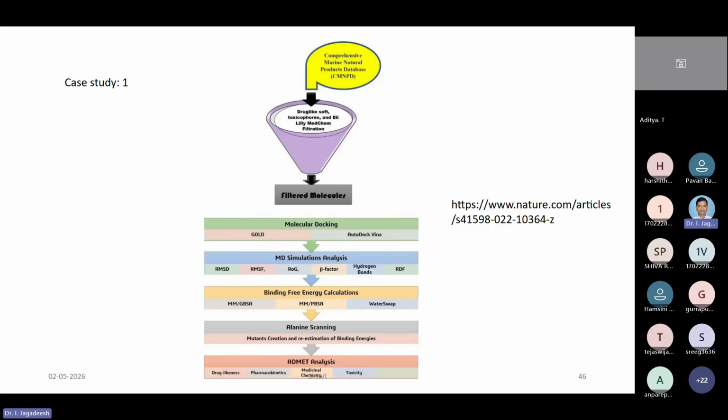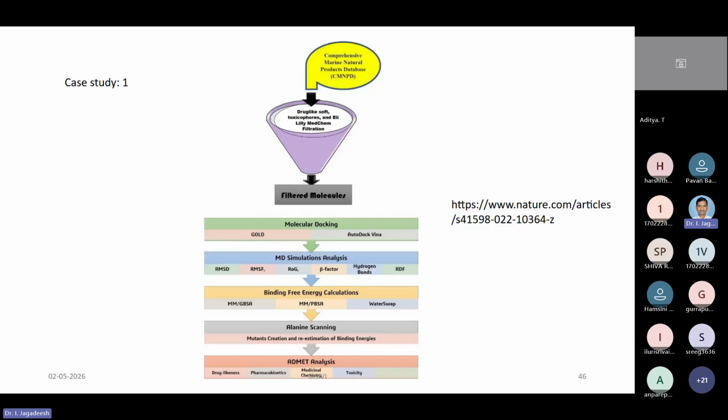So for that, we are going to use MM-GBSA and water swap. This is also very much important. Sometimes we need to remove the water moiety and find the interaction, and sometimes we need to have the water effect also. Both are required to be seen. So we are going to find out in the presence of water and without water. That is also available for the free energy calculations.